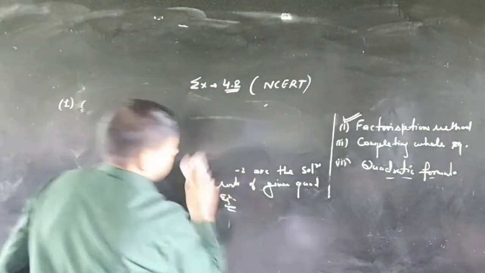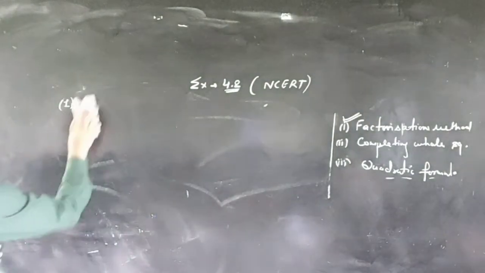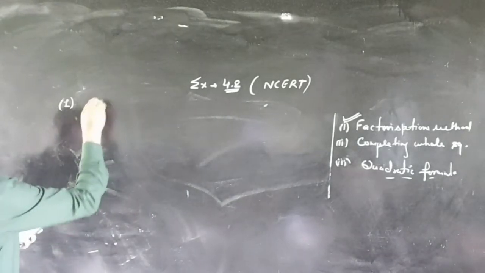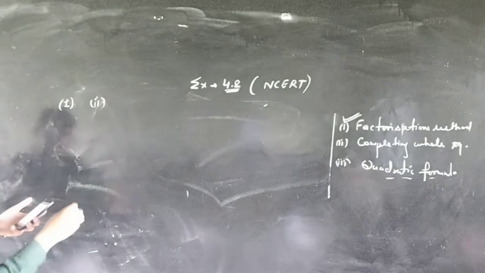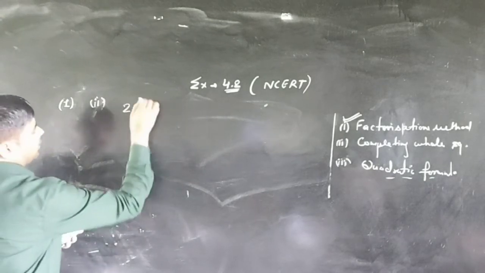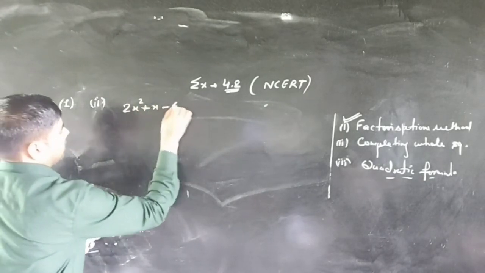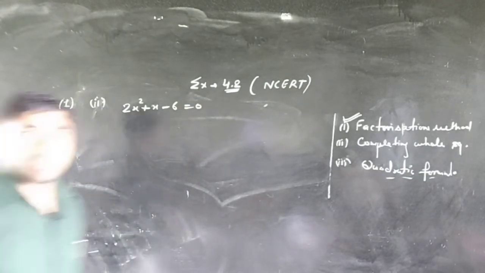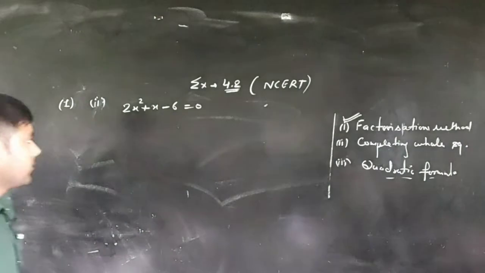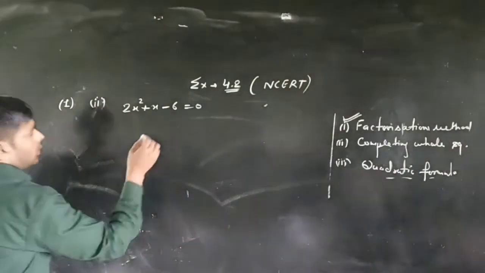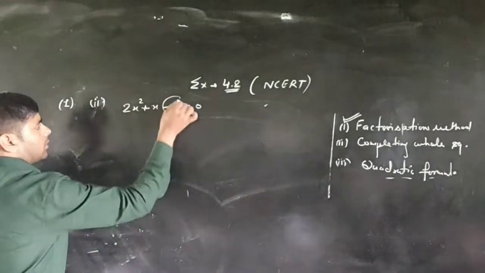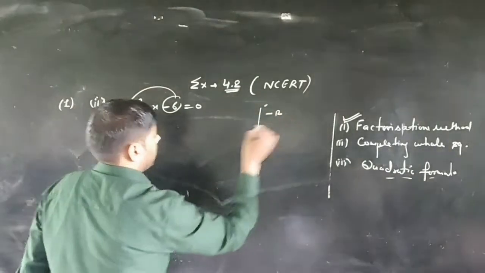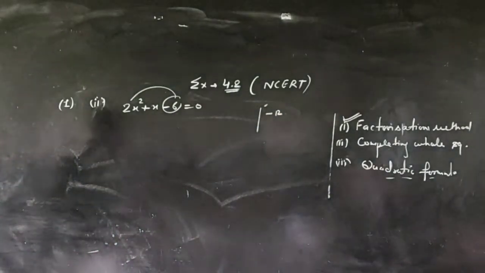This is the second part from this exercise 4.2. Here this is 2x square plus x minus 6 equal to 0. 2x square plus x minus 6 is equal to 0. Now 6 times 2 is 12, minus 12 here. Minus 6 into 2 is minus 12.